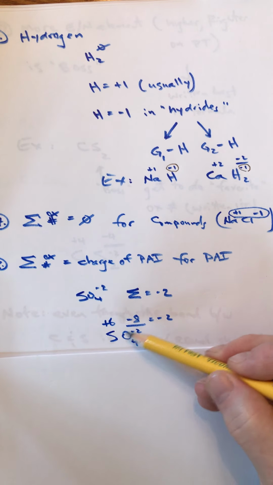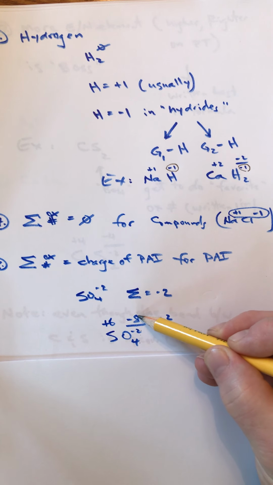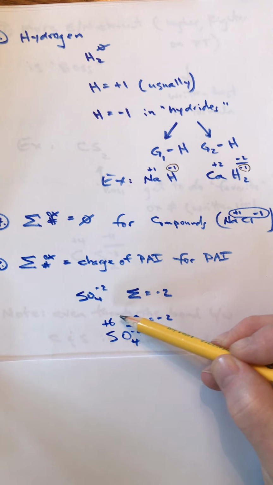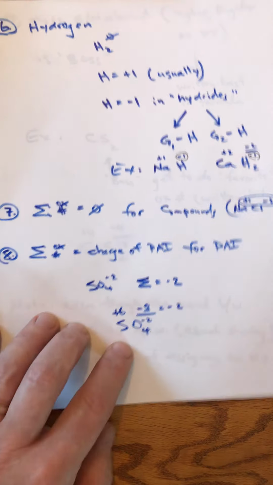So if I take sulfur and oxygen, well, oxygen likes to be -2. There are 4 of them for a total of -8. So what with -8 gives me -2? Well, sulfur must be doing +6 in this case. We've done this stuff. I know it gets a little confusing, but it bears repeating.